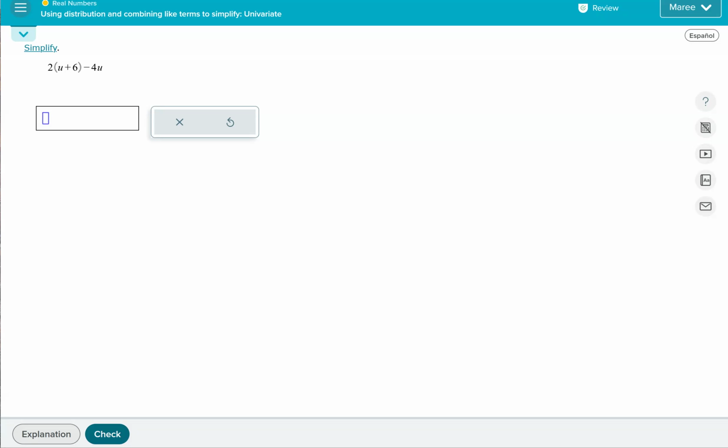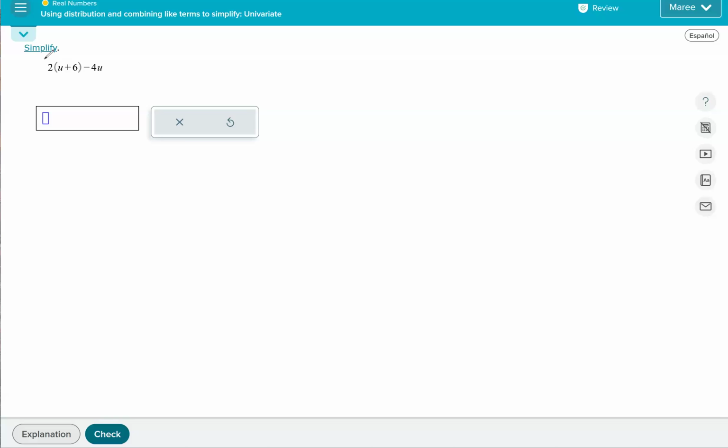This topic is called Using Distribution and Combining Like Terms to Simplify Univariate. Now, univariate just means there's one variable that we're going to be dealing with. So distribution is just where we take what is outside a set of parentheses and we multiply it by each of the terms inside parentheses.